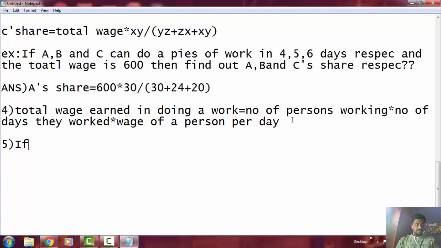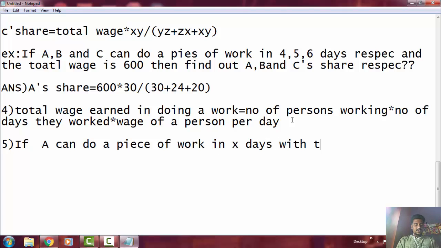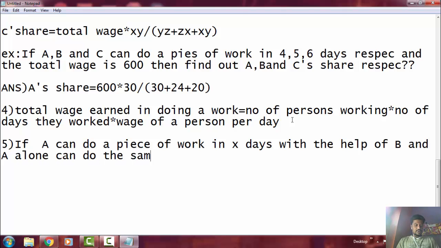Okay, now next thing. If A can do a piece of work in x days with the help of B, and A alone can do the same work in y days, then A's share is equal to y days.